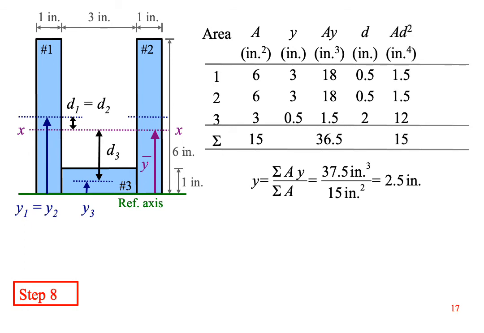Step 8 is to multiply a times d squared for each shape. When I make a mistake solving a moment of inertia problem, this is almost always where I make the mistake, by forgetting to square the d term. Make sure you solve for a times d squared, not a times d. Enter the numbers in the table and add them up.